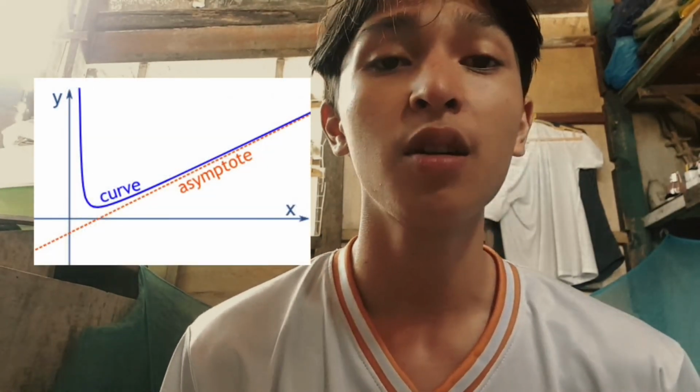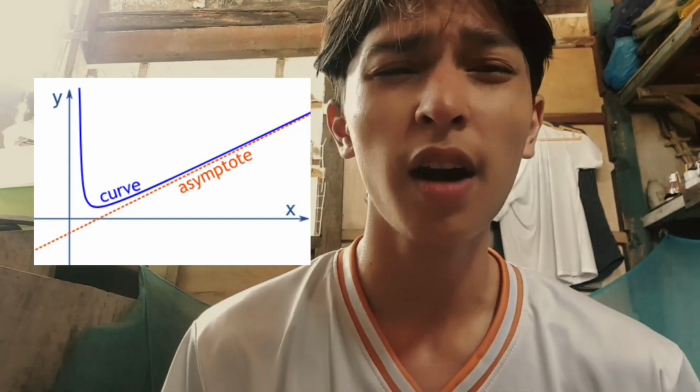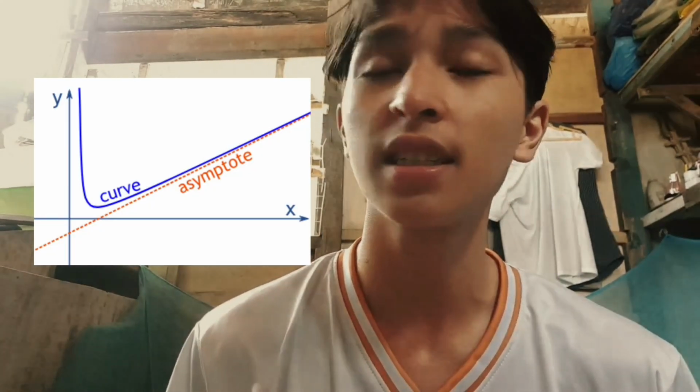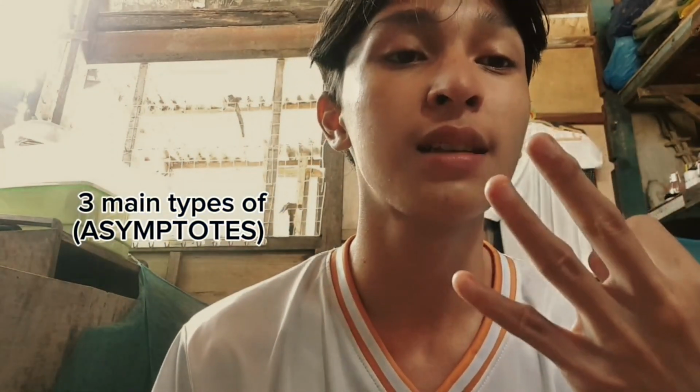What is an asymptote? An asymptote is a line that a graph approaches but never touches. It's like the graph is trying to reach the line but just can't get there. Here are the types of asymptotes. There are three main types of asymptotes.